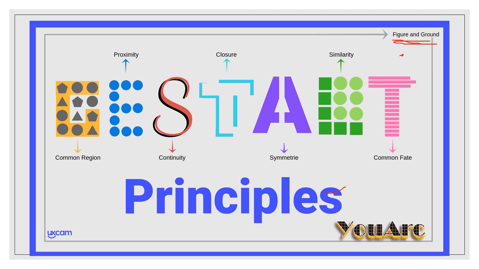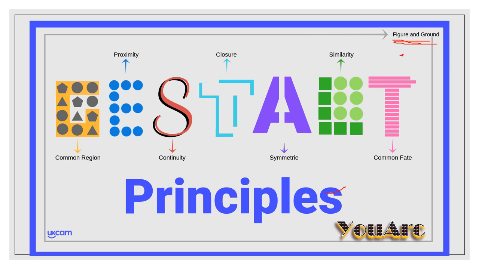See this orange region, we can see there are different elements, but we consider this group together and we can perceive G in it. So this is called common region. Proximity. Proximity is when things are close together, they appear to be related. So see, since we can perceive E, all the circles which are close together, that is why we consider that as a single element and we can perceive E.